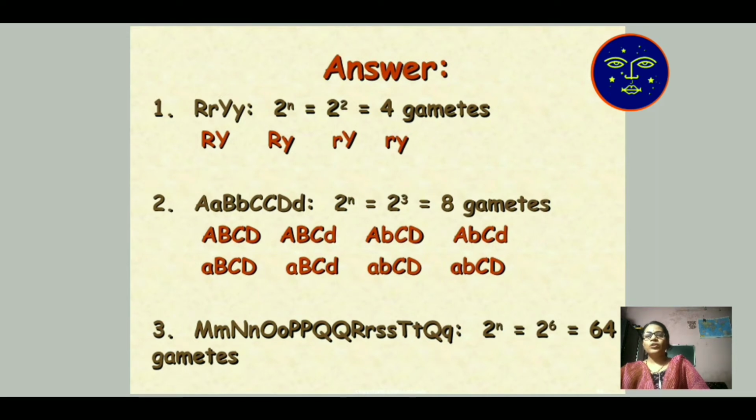In number 2, characters are taken in three forms: capital A, capital B, small b, capital C, small c and capital D, small d. So when we cross them with each other, 2 to the power 3, that is 8 gametes are produced. In the third case, 2 to the power n, out of 7 characters chosen by Mendel, if we take 6 heterozygous characters, then 64 gametes are produced in your dihybrid cross.